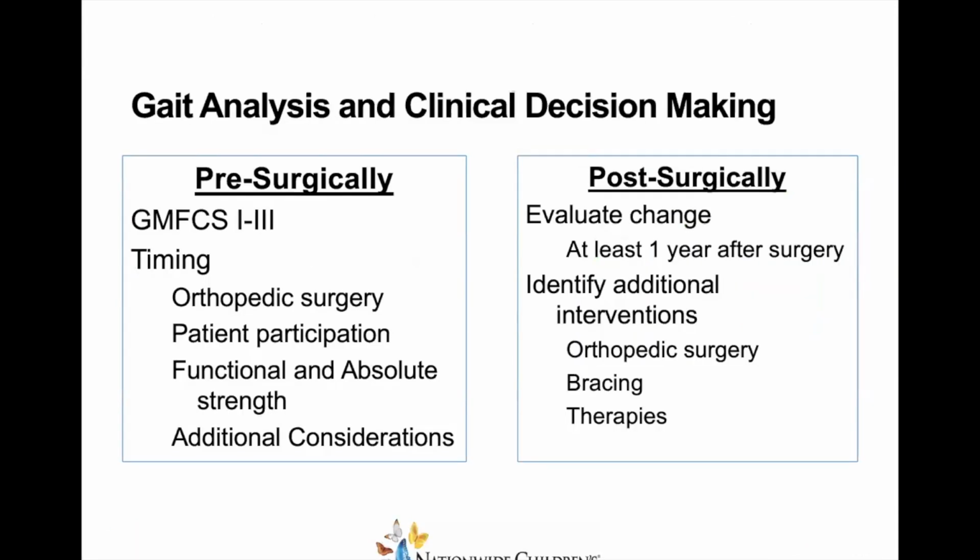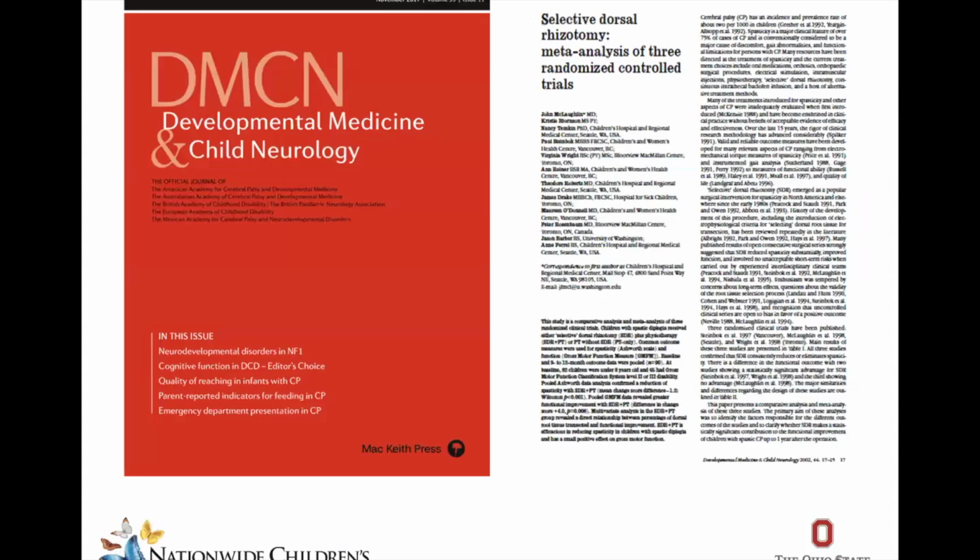from an SDR. We use gait analysis in clinical decision-making to evaluate change, to identify additional interventions, maybe orthopedic surgery, bracing, and other therapies in their post-surgical change. Selective dorsal rhizotomy meta-analysis. This is one of the only studies that have had 3 randomized controlled trials.